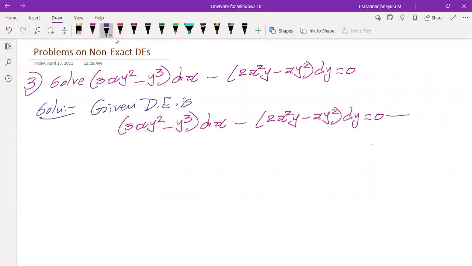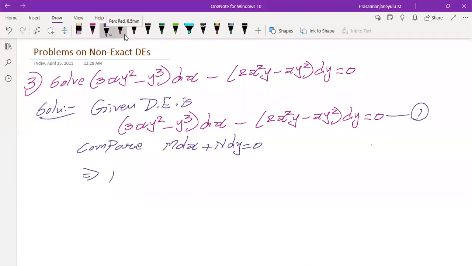So taking it as equation number 1. Now, what we have to do? Compare with which one? M dx + N dy = 0. Now, if we compare with M dx + N dy = 0, Harishwar, tell me what is M?